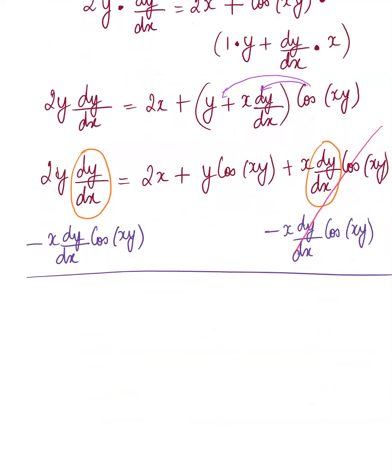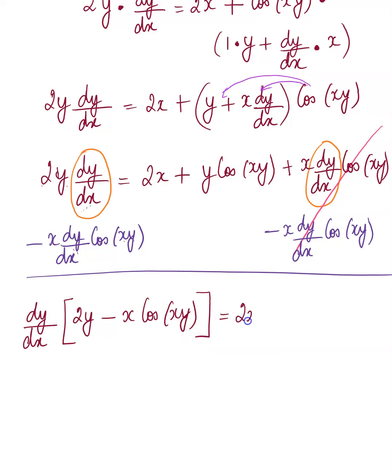On the left side, the whole purpose of collecting them together is to gather the dy over dx. So quite obviously the dy over dx is the common factor in both these terms on the left. So pull out the dy over dx that is common to both, so that you're left with a 2y from the first term minus x times cosine xy. That's your left side. And on the right side, we have 2x plus y cosine xy. The other term cancelled off, so you just have this.